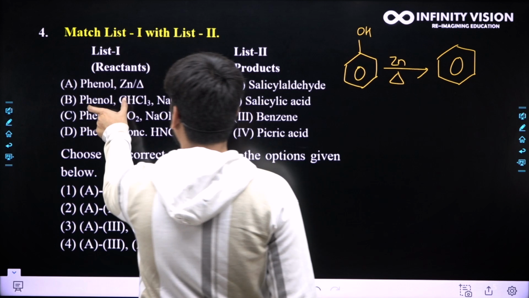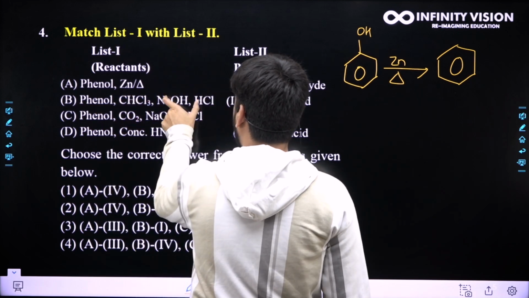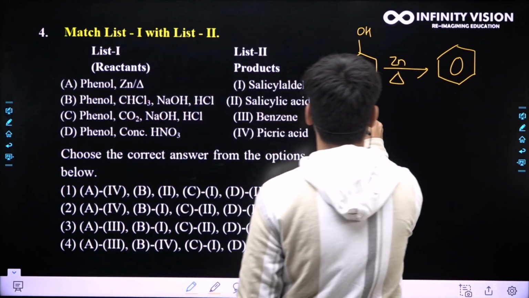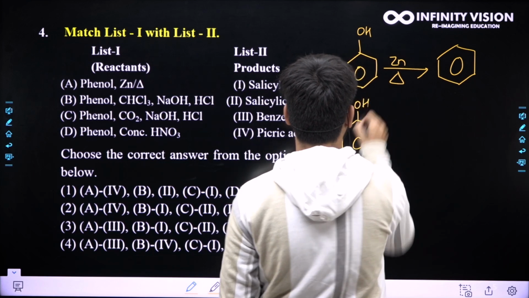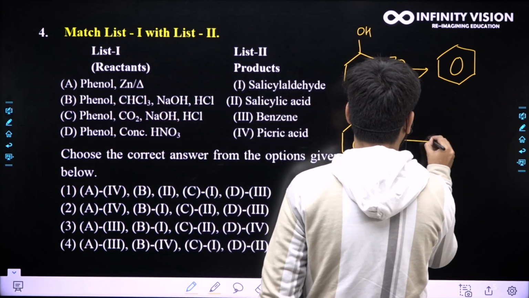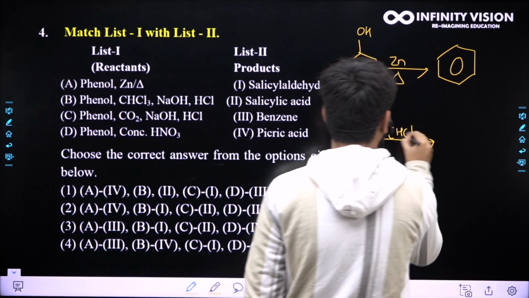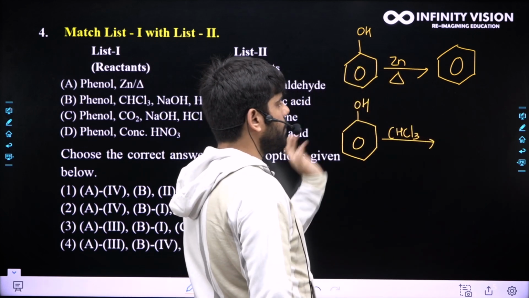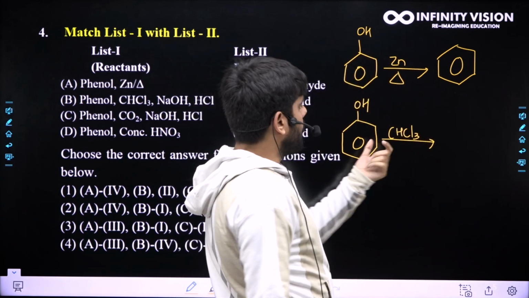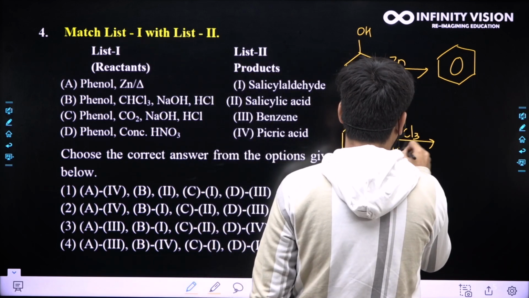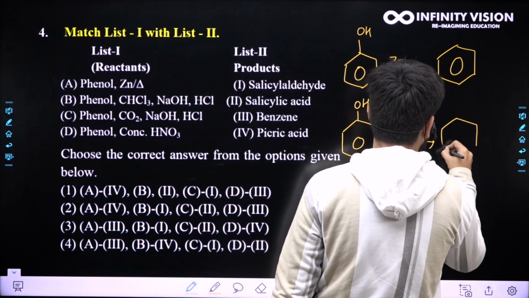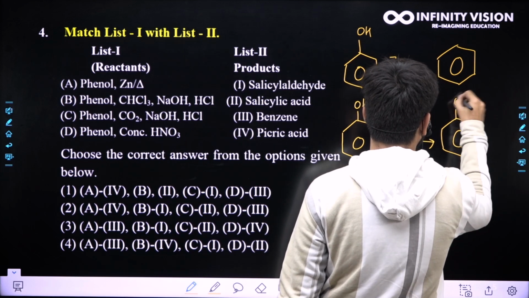Now, phenol in the presence of chloroform and a strong base, this is the Reimer-Tiemann reaction, right? One of the most important reactions of phenol. In the presence of CHCl3, the reaction basically involves a carbene intermediate. In the presence of KOH, what we end up getting is ortho-salicylaldehyde.